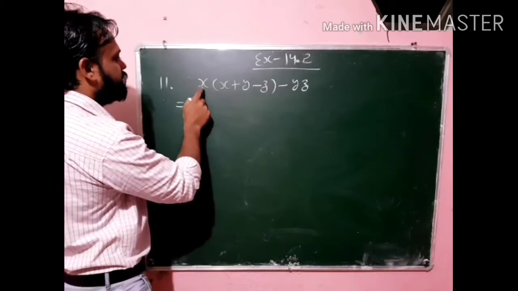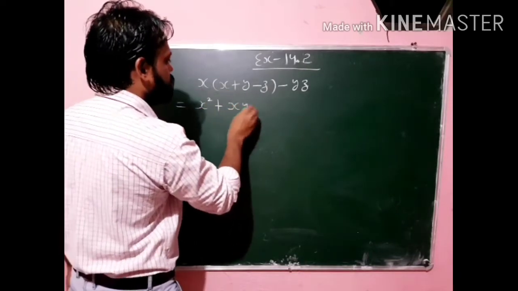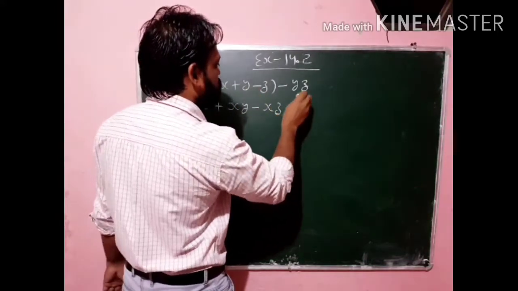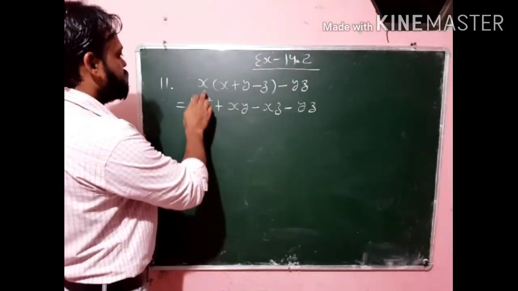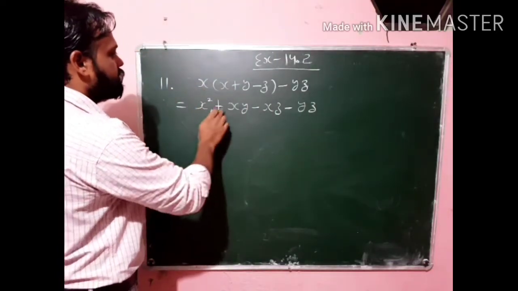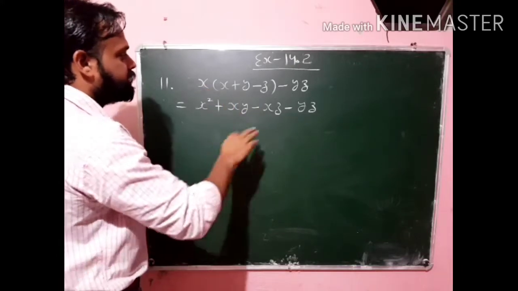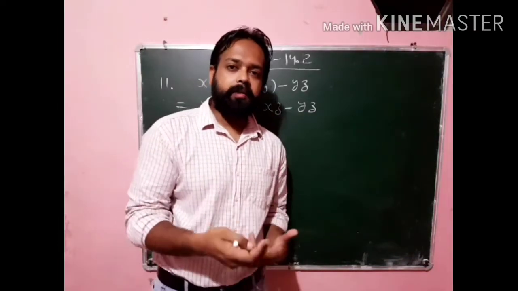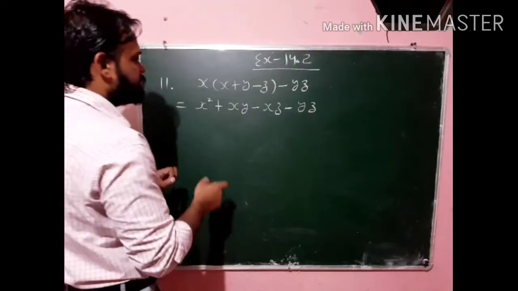Now multiply: x into x is x square, plus x into y is xy, then minus x into z is xz, then minus yz. So this is a very simple step. Here we have to apply the grouping method. Why? Because you can see the number of terms is even in this case.